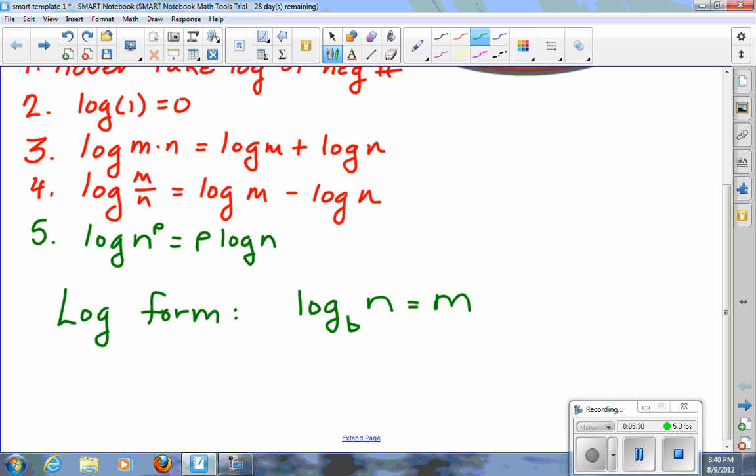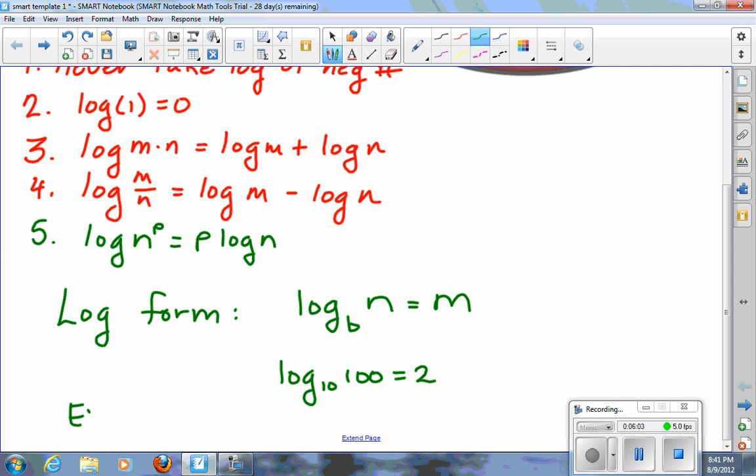So for instance, if I said the log base 10, which you don't have to write the 10, if there's nothing there, it's understood to be a 10. Log base 10 of 100 equals 2. This is the problem we saw a minute ago. This is true because 10 to the second power equals 100. You'll remember the circle we did. 10 to the second power equals 100. And so this is called log form. Log base 10 of 100 equals 2.